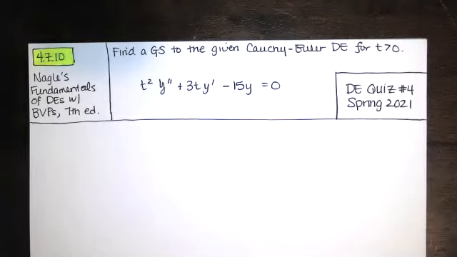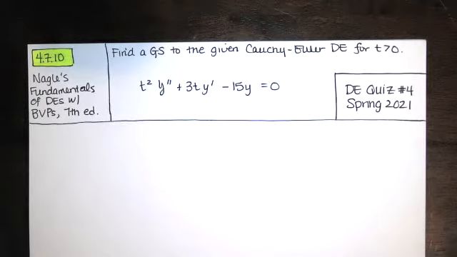In this video, we solve problem 4.7.10 from Nagle's Fundamentals of Differential Equations with Boundary Value Problems, 7th edition. We're asked to find the general solution to the given Cauchy-Euler DE for t greater than 0.